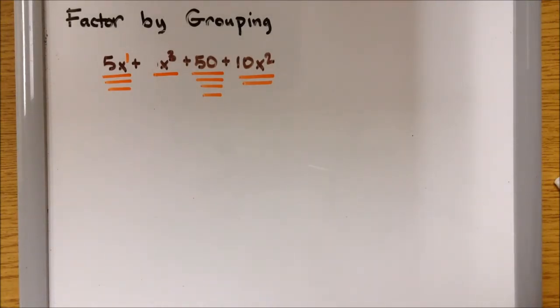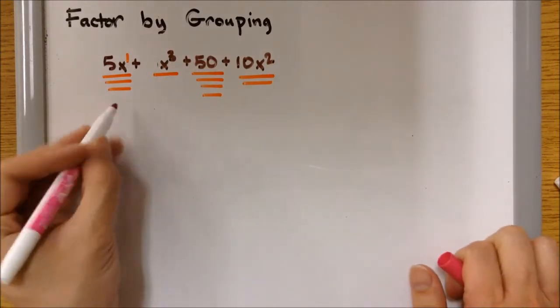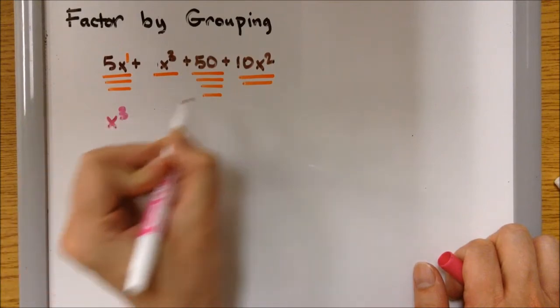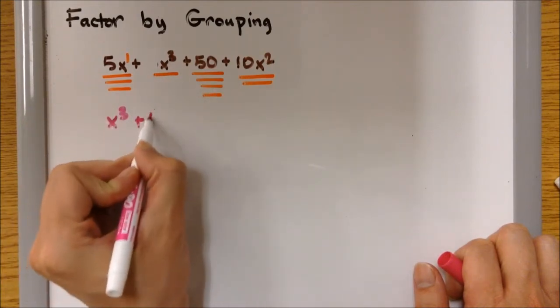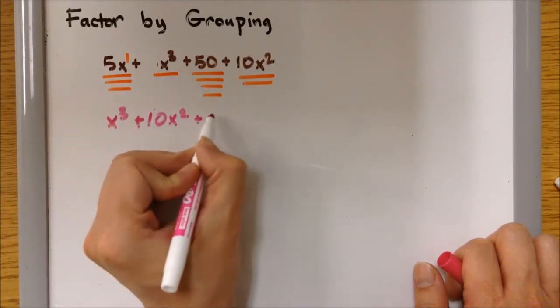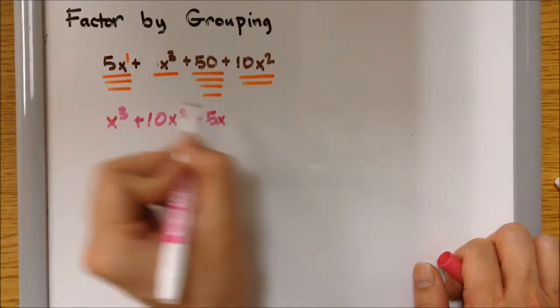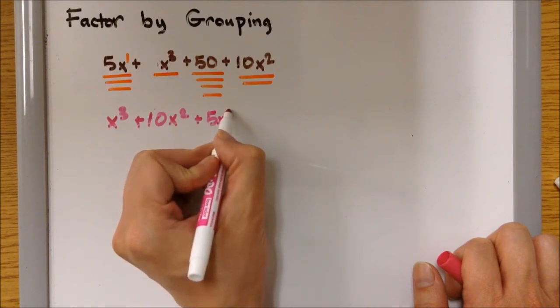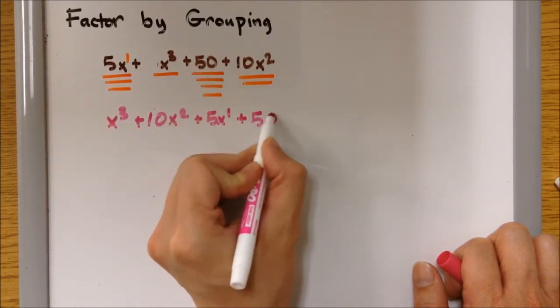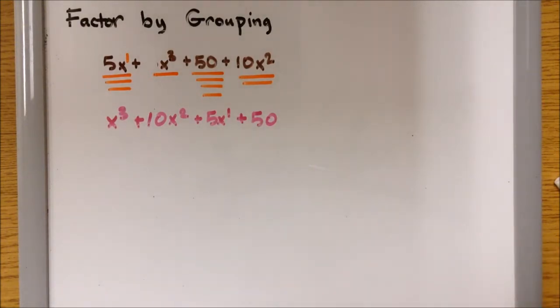So as I rewrite this, what comes first is x to the third. What comes second is plus 10x squared. And then plus 5x, because it's positive. And if it helps you, you can write that invisible 1. And then plus 50. Alright.